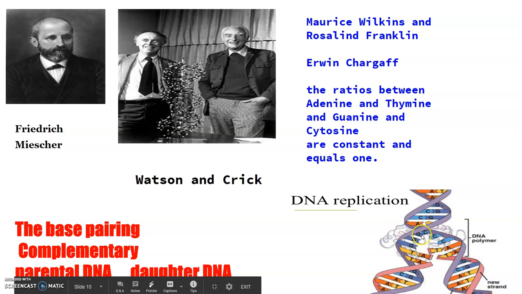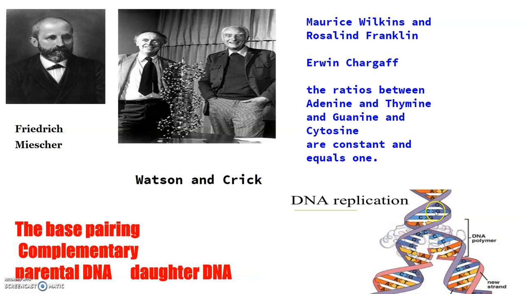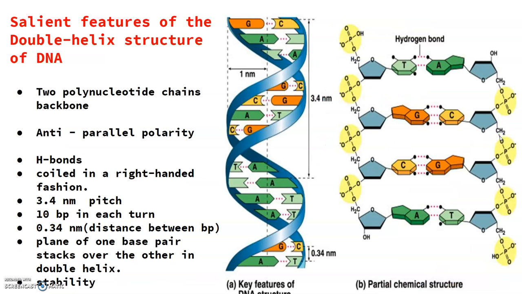What is complementarity? That these base pairs are complementary to each other. Cytosine pairs with guanine and adenine pairs with thymine. Now, what are the salient features of the double helical structure of the DNA?